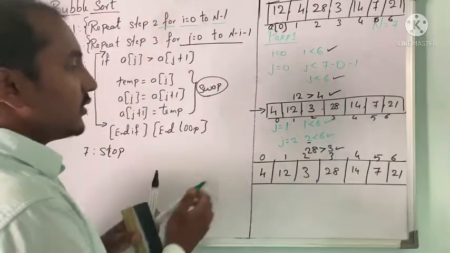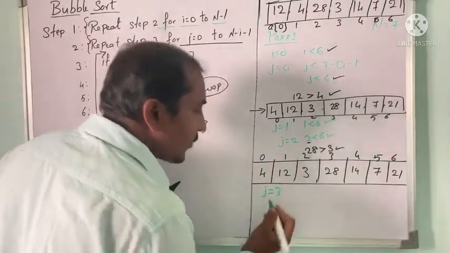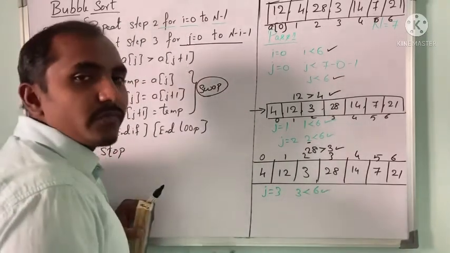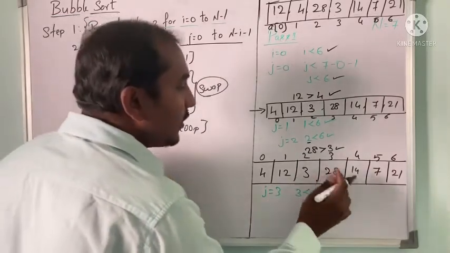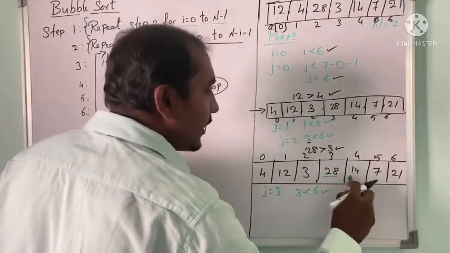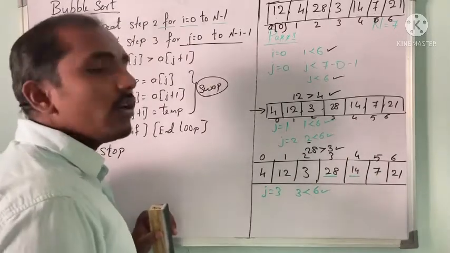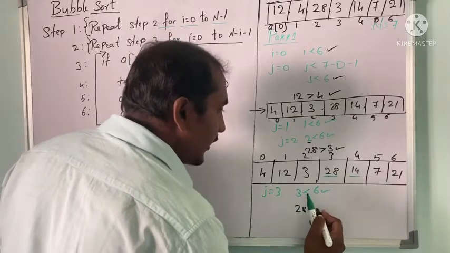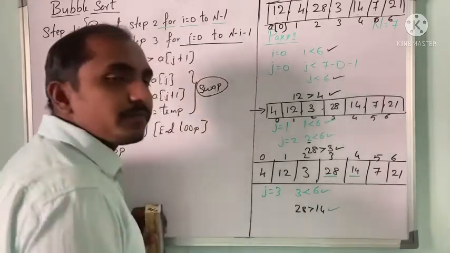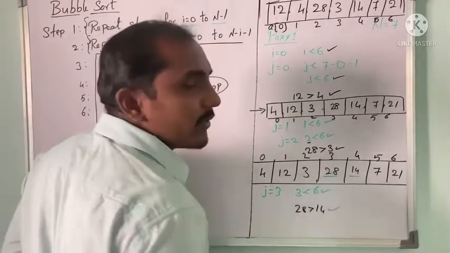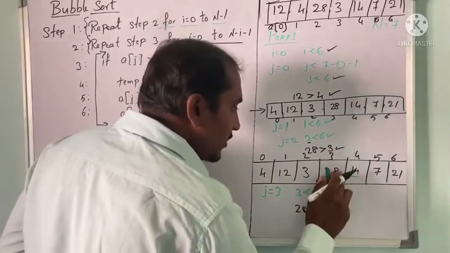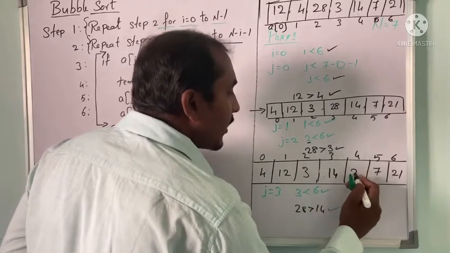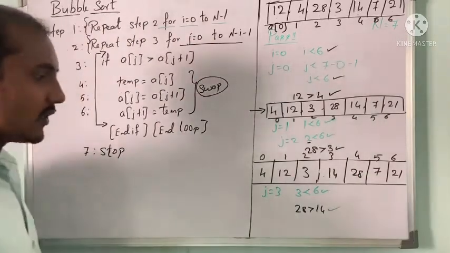After this, j will become 3 now. If j is 3, 3 less than 6 is also true. Then we are going to compare these two elements, 28 and 14. We check whether 28 is greater than 14. That is true, so we are going to swap these two elements. If we swap them, in this place I am going to get 14 and this place will be occupied by 28. Hope this is clear.